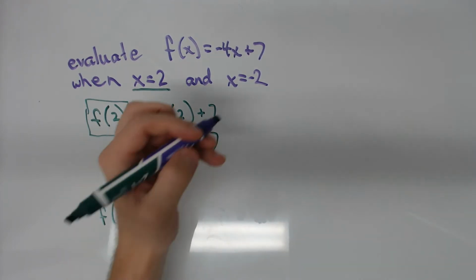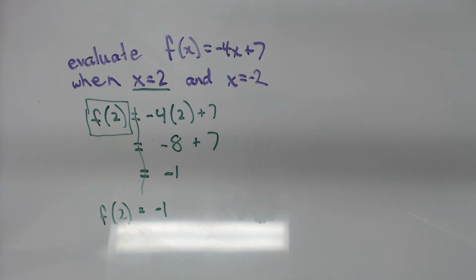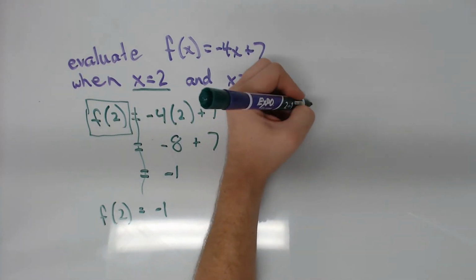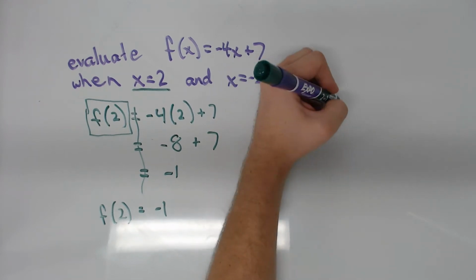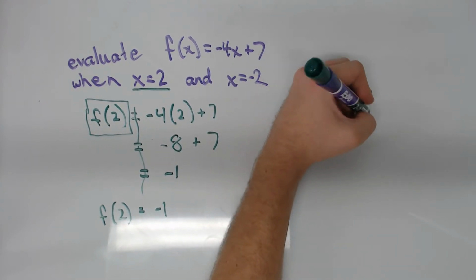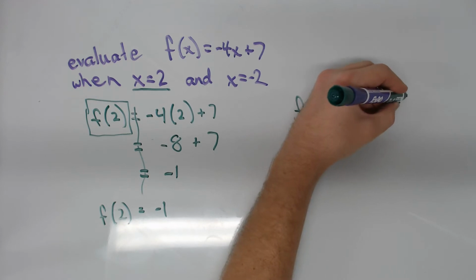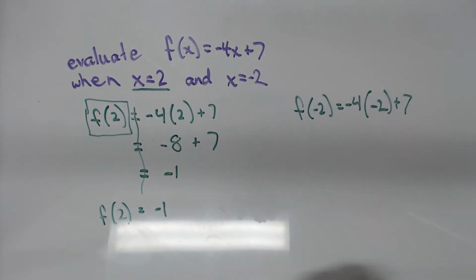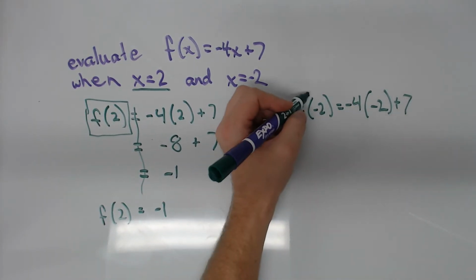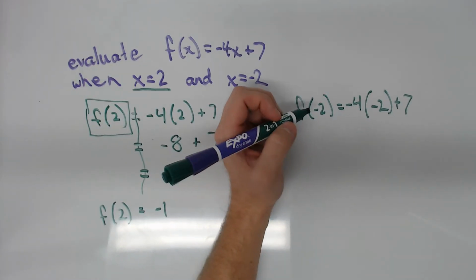Let's do the other side. Now these have nothing to do with each other. They're just using the same equation. So now I do f of negative 2 equals negative 4 times negative 2 plus 7. I only do my work on this side. This does not mean f times negative 2.